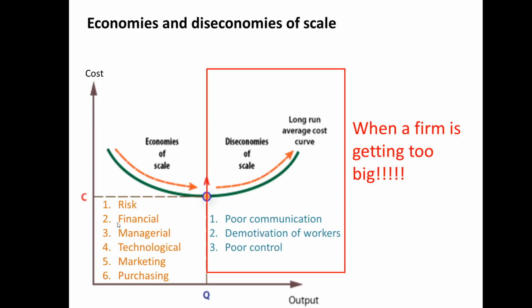Once again, economies of scale come from these six factors. Find yourself a way where you can memorize the factors more easily, like what I used last time. That might not help you, but you just have to find your own way. Try to memorize the six factors which make the cost lower. Then when the firm is getting too big, you will have diseconomies of scale, and the factors are poor communication, lack of motivation, and the last one, poor control. So this is economies of scale, and that's all for this chapter.